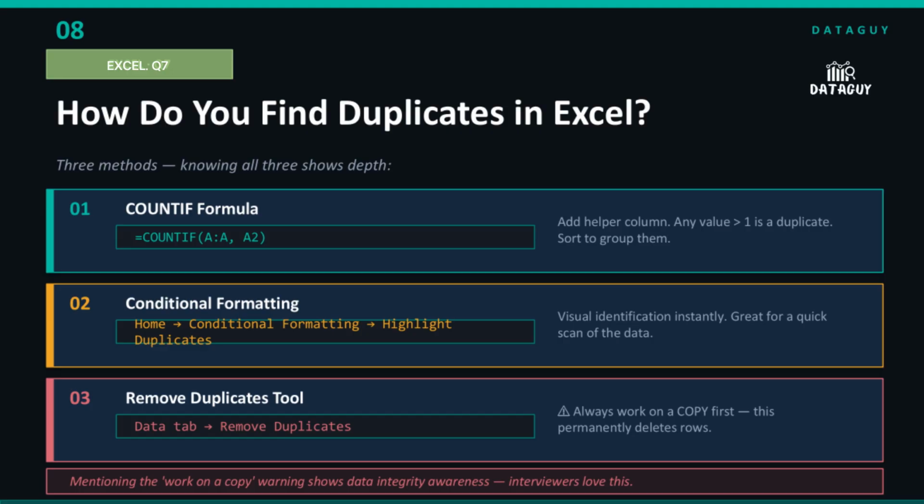Second, conditional formatting. Select the range, go to conditional formatting, highlight cell rules, duplicate values. Third, the Remove Duplicates tool under the Data tab. But always work on a copy of your data first, because this method permanently deletes rows. Interviewers love when you mention that last warning. It shows you think about data integrity.